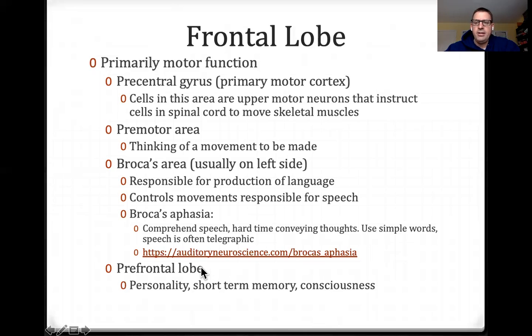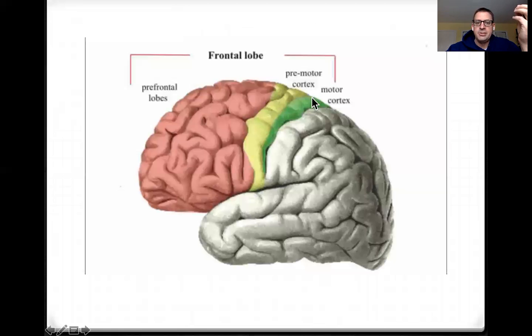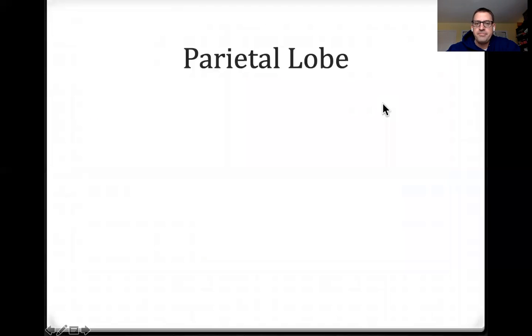And then in the very anterior portion, we have what's called the prefrontal lobe of our frontal lobe. And that's where our personality and our short-term memory and our consciousness are controlled. Okay, so here's our primary motor cortex or precentral gyrus. Here is the premotor cortex where we plan our movements. Here's the prefrontal lobes where we have our emotions and personality and consciousness controlled. And then here's that central sulcus that separates the frontal lobe from the parietal lobe.